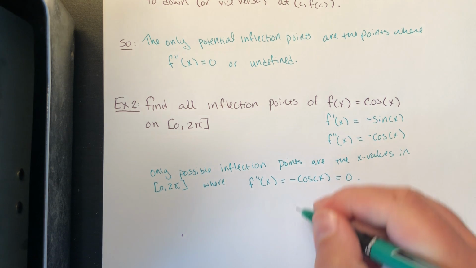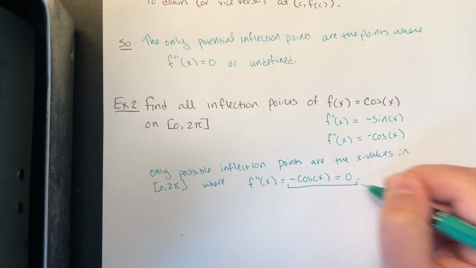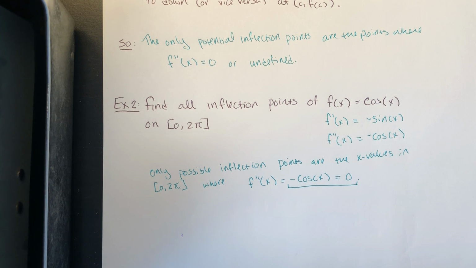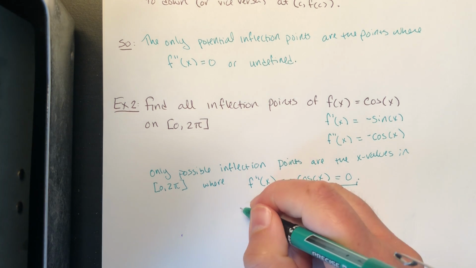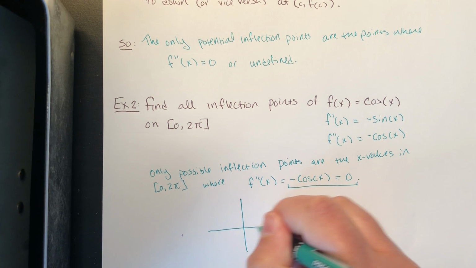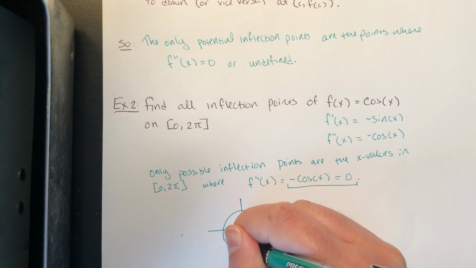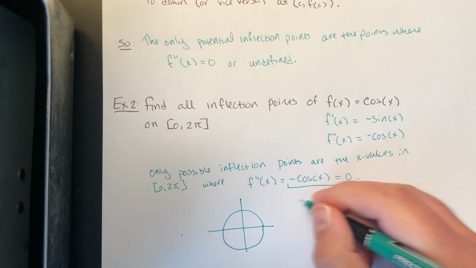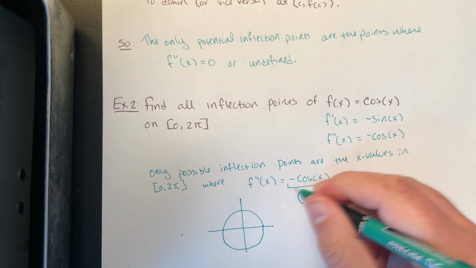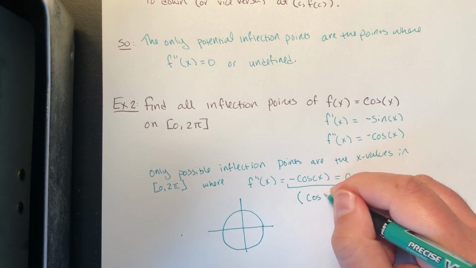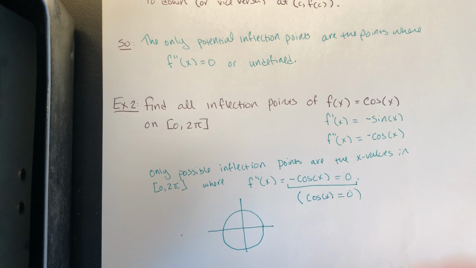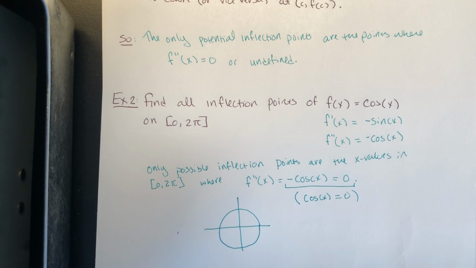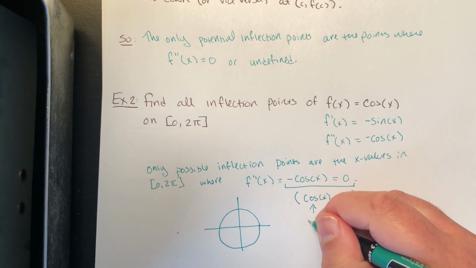This is what we're trying to solve here. We're trying to solve for where negative cosine of x is equal to 0. Well, for that, we can rely on the unit circle. Remember, we're looking for points on the unit circle where negative cosine of x is equal to 0. So multiplying both sides by -1, we're also looking for points where cosine of x is equal to 0.